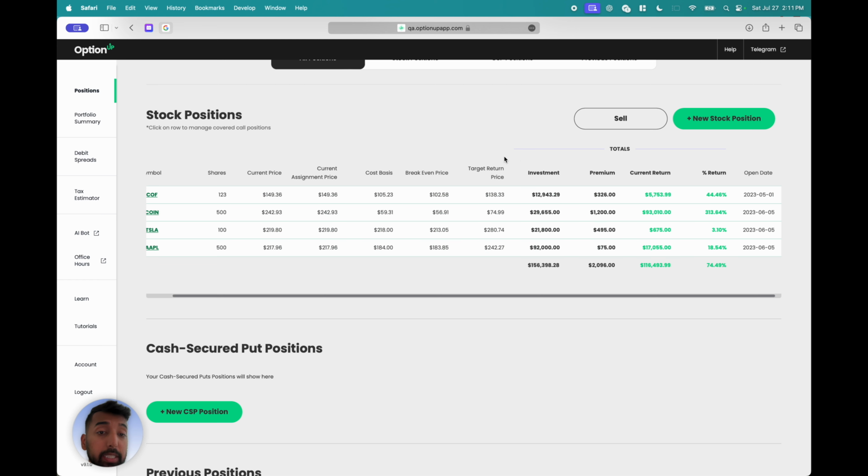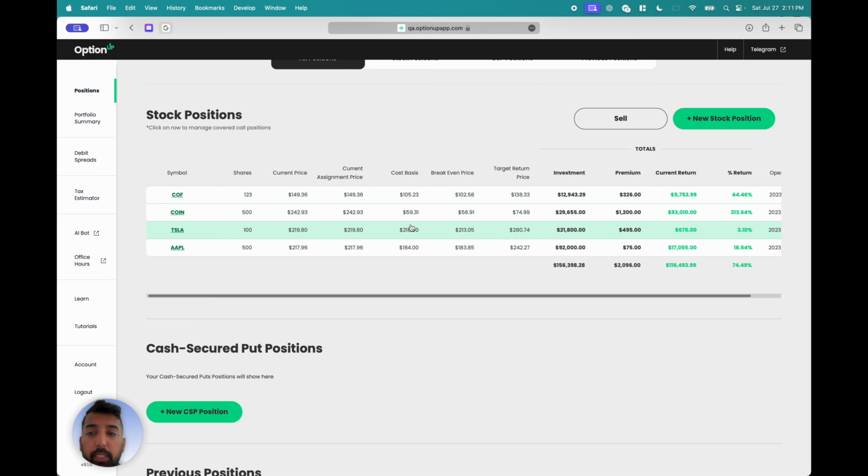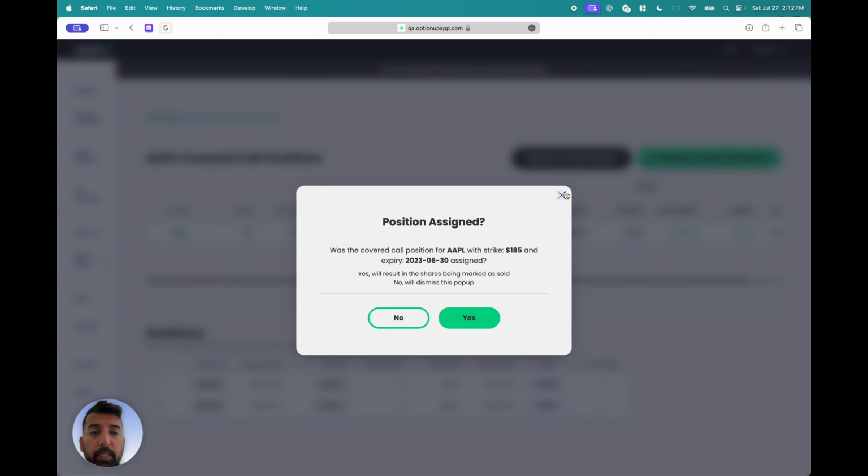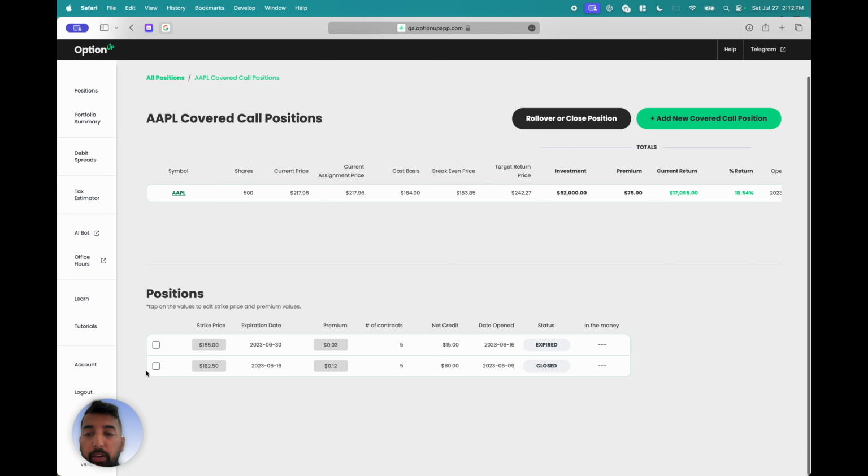So I personally like keeping my target or my strike price above the target return price, so I never get caught when a stock dips and jumps back up. So in OptionUp, you can click on any one of these shares, and then you can see all the different covered calls you have sold against those shares.